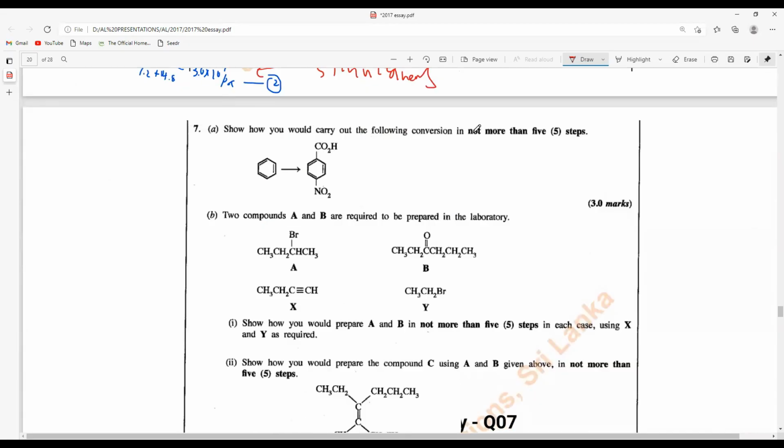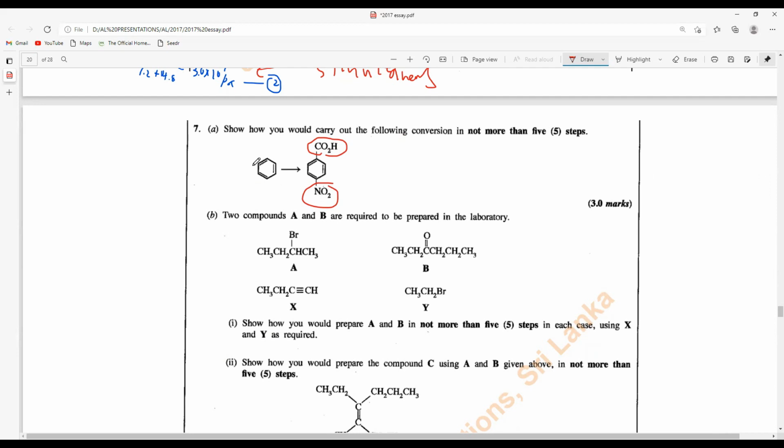Show how you would carry out the following conversion, not more than 5 steps. A student that comes to the exam should have done this type of conversion at least 100 times with different reagents. You see, this is a meta director. This is also a meta director. But the product obtained is ortho-para. Basically, it's a para position, one of these.